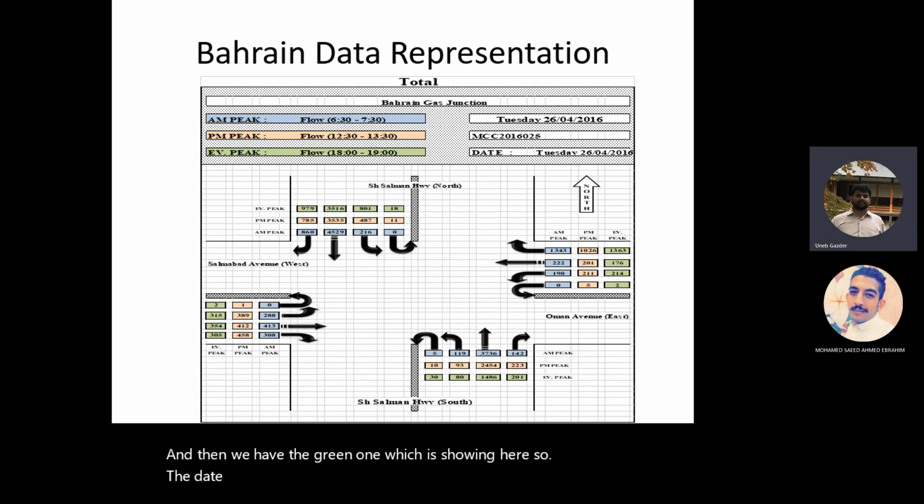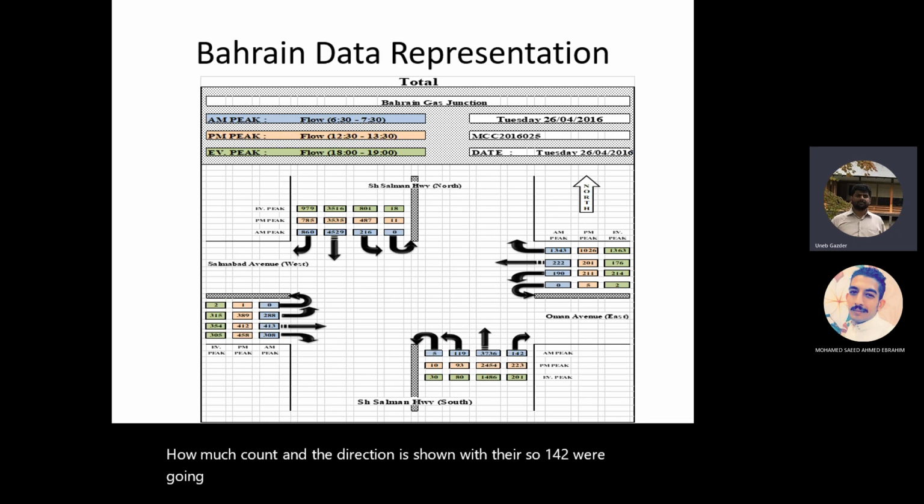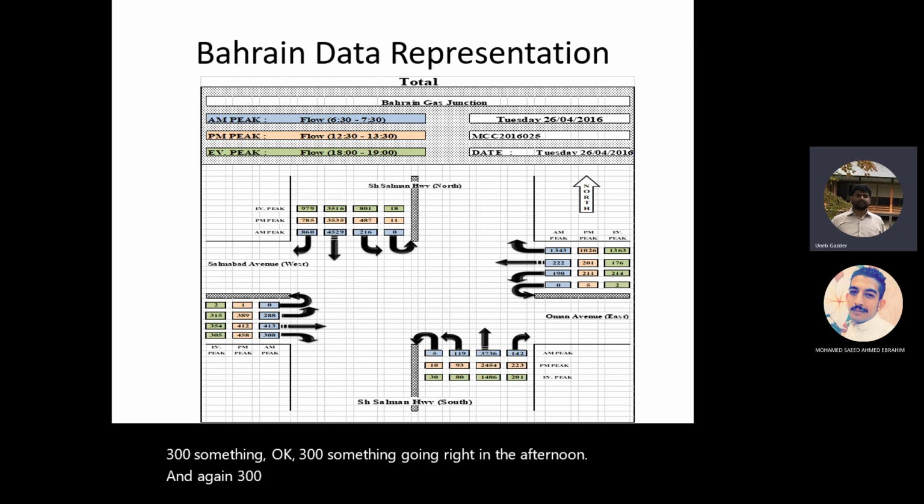The date, the time, the intersection ID, this is the intersection ID, and so on. The name of the intersection and the movements, the numbers in the box, how much count, and the direction is shown with the arrow. So 142 were going right turn in the morning hour. 300 something going right in the afternoon, and again 300 something going right in the evening. So numbers are in the boxes, and the boxes are attached with the arrow to show the direction.